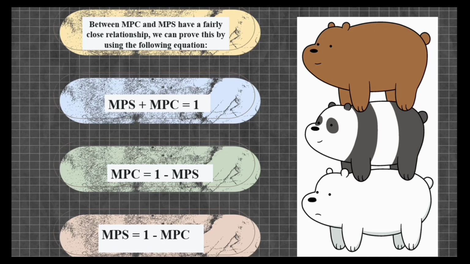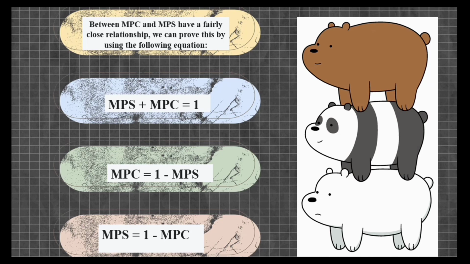And then the saving function is a function that describes the relationship between the household saving rate and the national income in the economy. The marginal propensity to save, or MPS, is the ratio between the increase in savings and the increase in disposable income. The formula of MPS is delta S divided by delta YD.